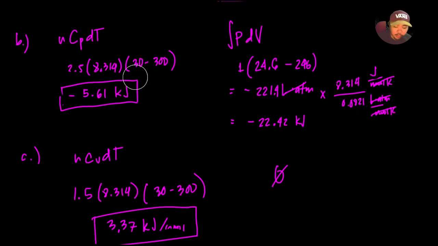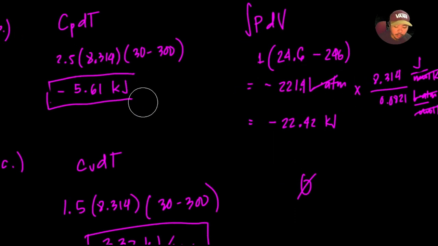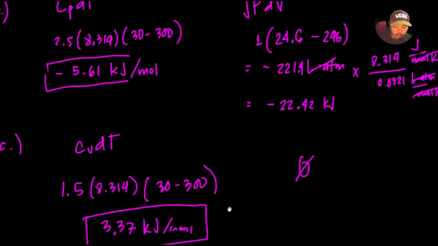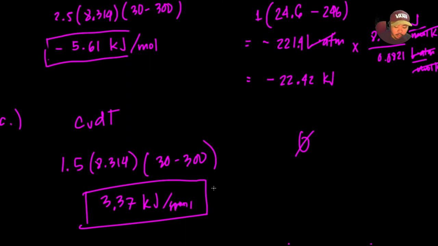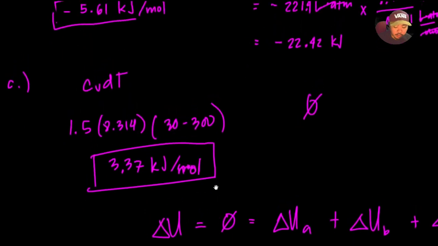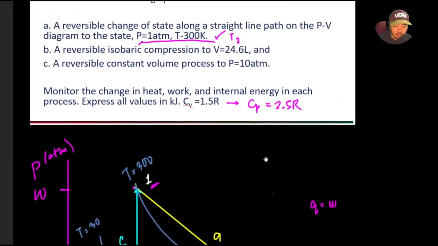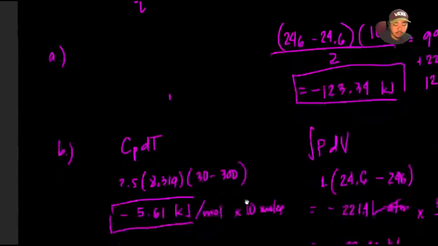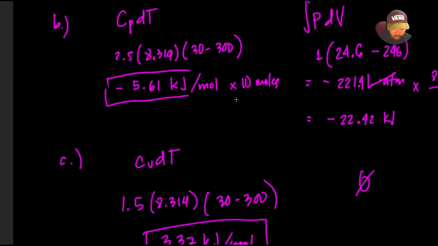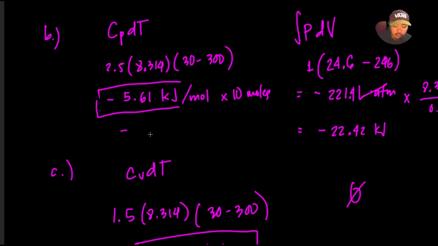So dito what we forgot to mention was ito, kakadagdag ko lang ito. Dapat ito na solve kasi natin is actually per mole to, tama, kasi CPDT lang yung ginamit natin kanina. So actually ito per mole dapat yung sagot dito, okay? So since per mole siya, kailangan pa natin i-multiply by the number of moles, which is 10 moles. Yun yung given sa problem, no? If you look at the problem, 10 moles of the ideal gas was being used, no? So dito, we multiply it by 10 moles, and this makes a lot more sense, no?